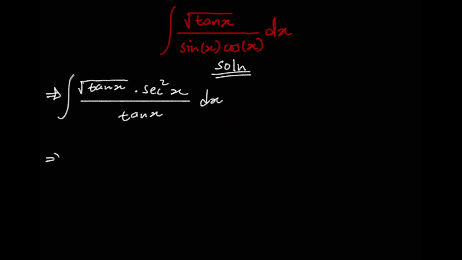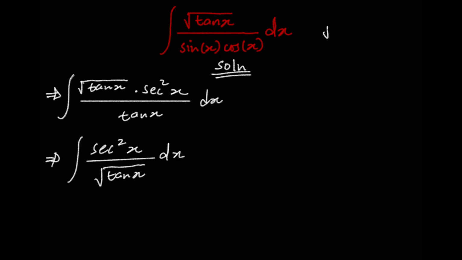Let's go ahead and do that. So we are going to have the integral of secant square x divided by the square root of tangent x dx. I want to show this for those of you who might not understand what I'm trying to say. Let me solve it here for clarity. Over tangent x, I'm referring to this.